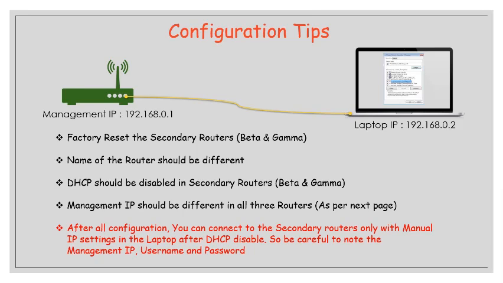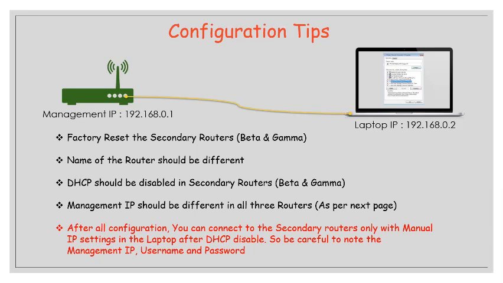Just make sure that you connect your laptop to the routers with the LAN cable. The IP address of your laptop should be in the same range as the router's management IP. I have given the example above. Name the router in a different way: the living room router as alpha, and the other room routers as beta and gamma. You can change the names as per your own standards.